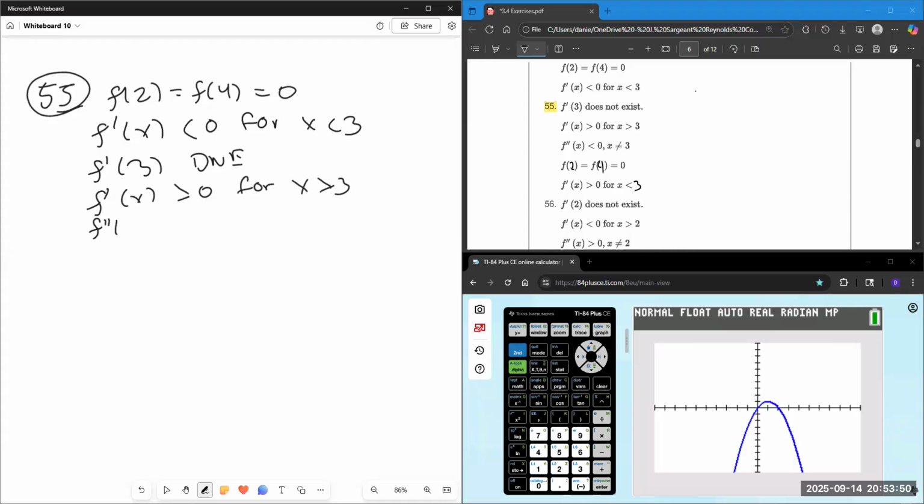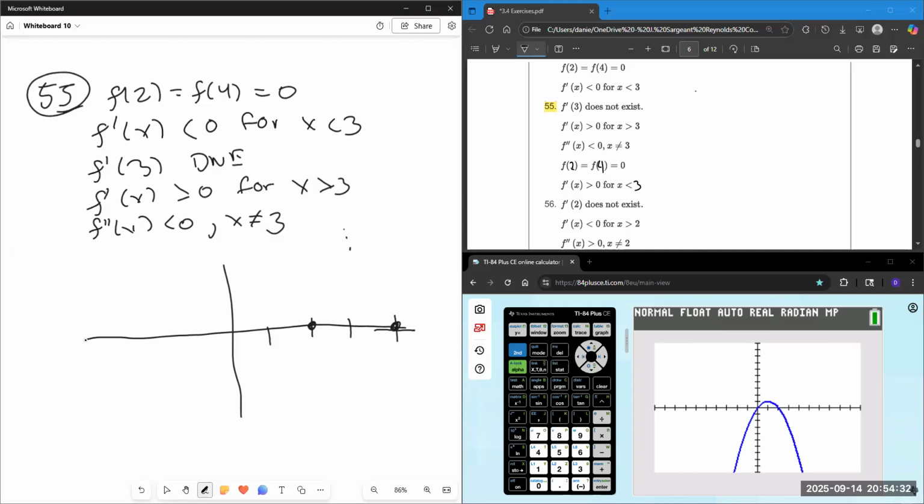And f double prime of x is less than 0 when x is not equal to 3. So no value for the second derivative at 3 because there's no value for the first derivative. Once one of the derivatives doesn't exist, then none of the subsequent derivatives will exist either. So with the first derivative not existing at 3, I'm thinking about some kind of a sharp point. Let's look at zeros at 2 and 4.